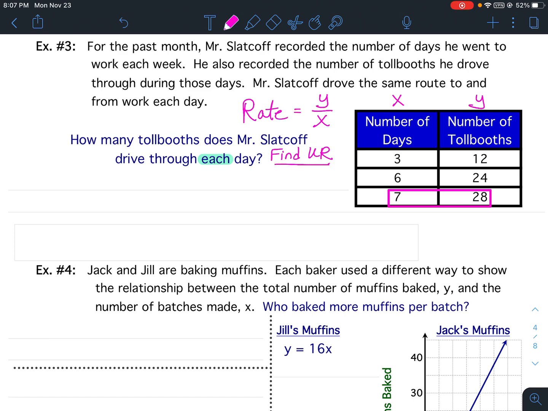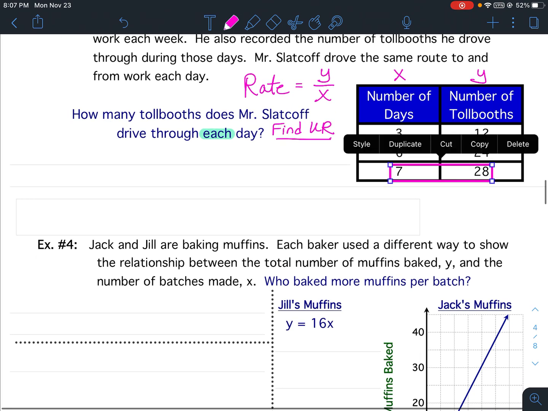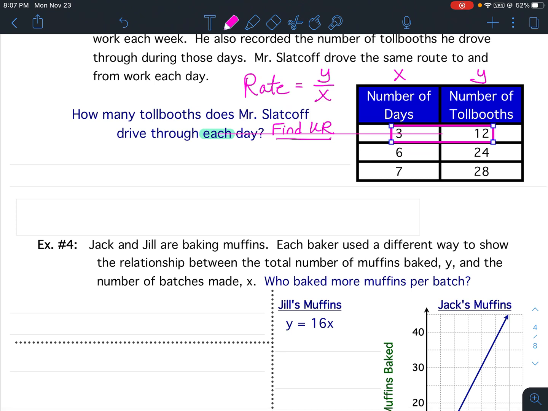Now, why would I pick 3 and 12? Well, I pick 3 and 12 because they're the easiest numbers. And that's my suggestion. Yes, I could pick the 7 and 28. They're not difficult to work with, but I always pick the easiest numbers to work with, which in this case would be 3 and 12.